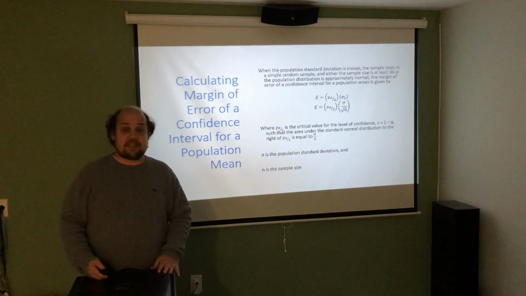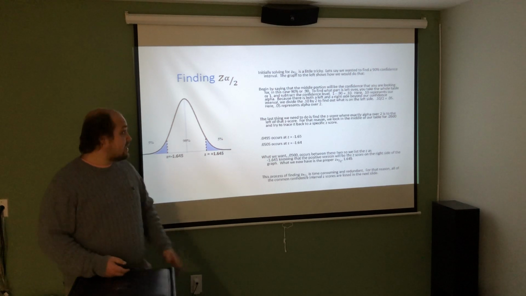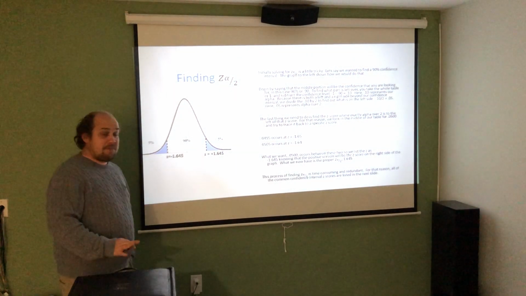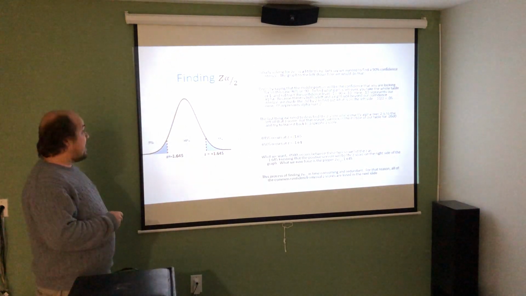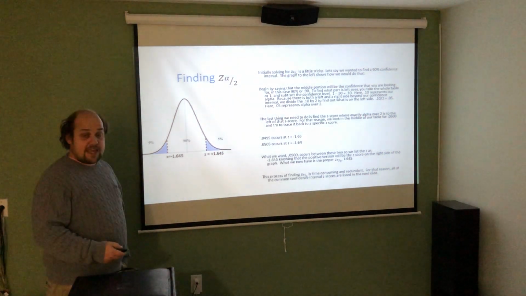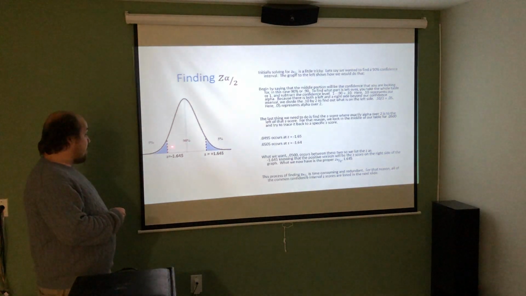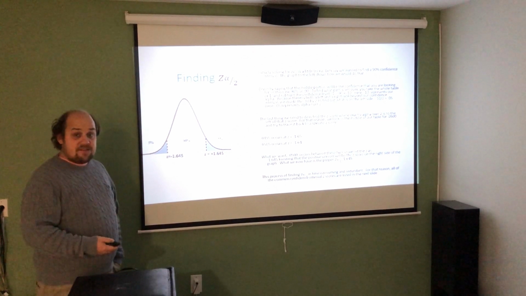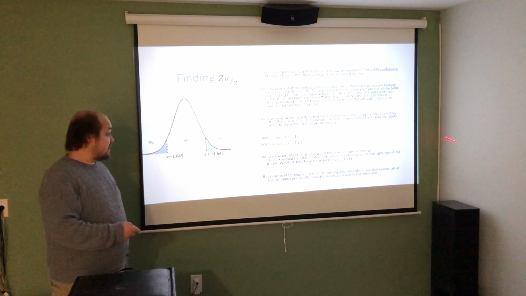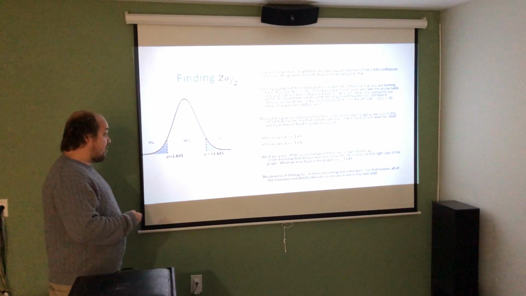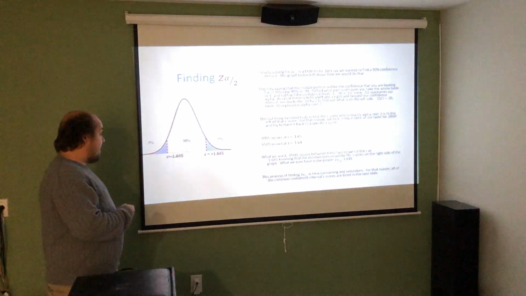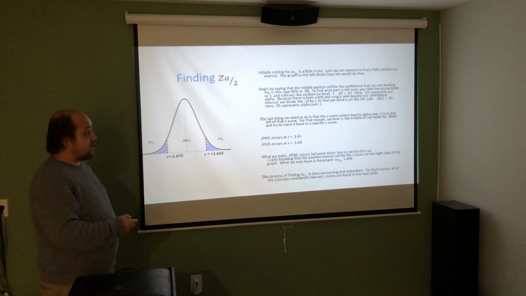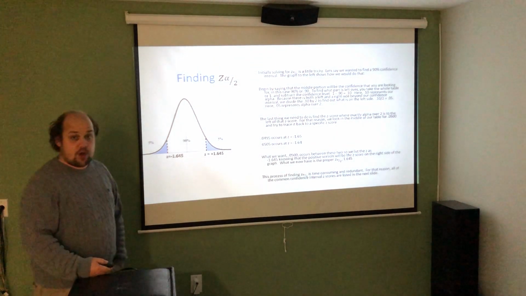But to expound on this Z alpha over 2 concept, this is what's really going on. Don't really worry about this wall of text. I'm going to explain it best I can. Basically, if we want to be 90% confident, that means we want the 90% of values closest to the mean. That leaves out 10% of values, specifically the 5% on the highest end of the range and the 5% on the lowest end of the range. So essentially what this paragraph is showing is how we get to that 0.05.